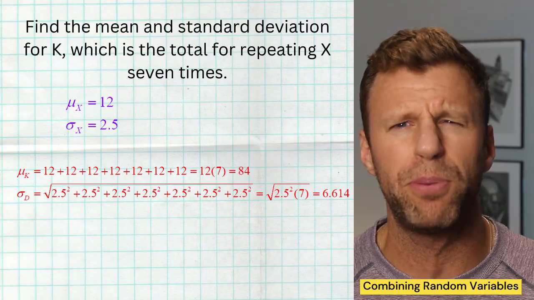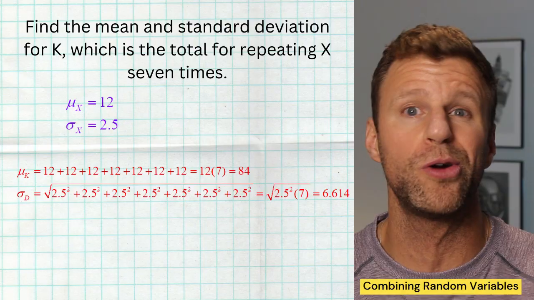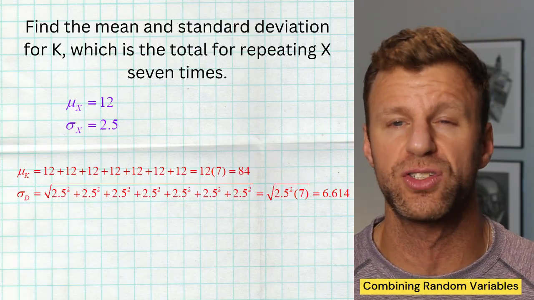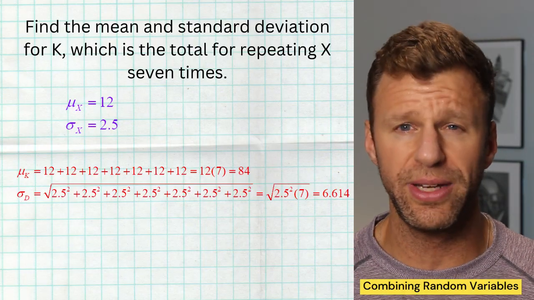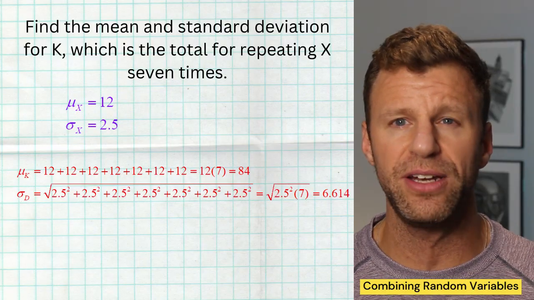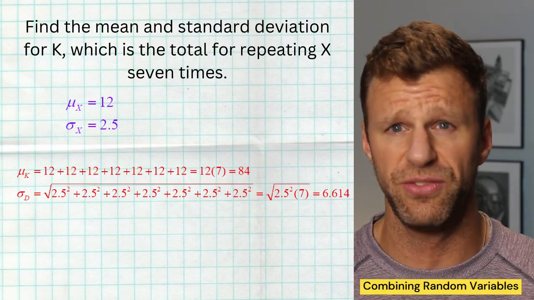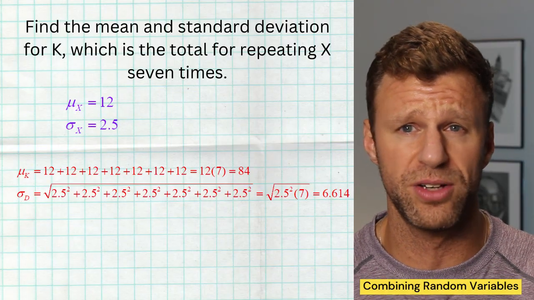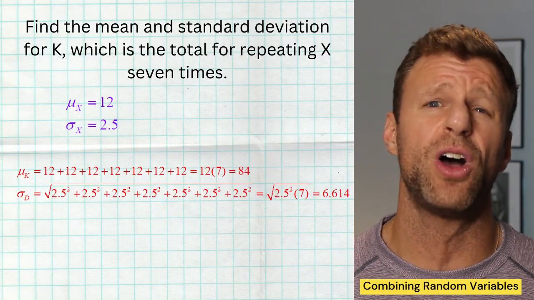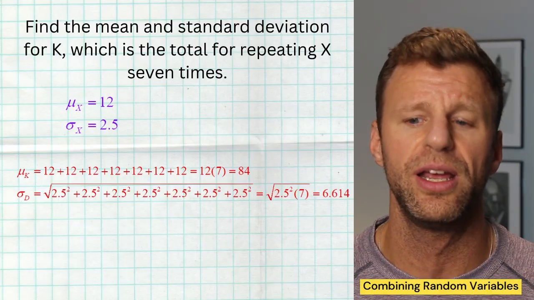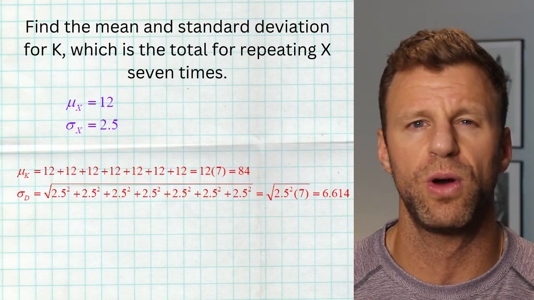But again, why am I putting it inside the square root? Because I have to square root my variance to get back to a final answer for standard deviation. So again, it's basically saying, hey, I have 7 random variables, 7 variances, 2.5 squared times 7, square root it all to change all that variation back to standard deviation, and I get my final answer, 6.614.